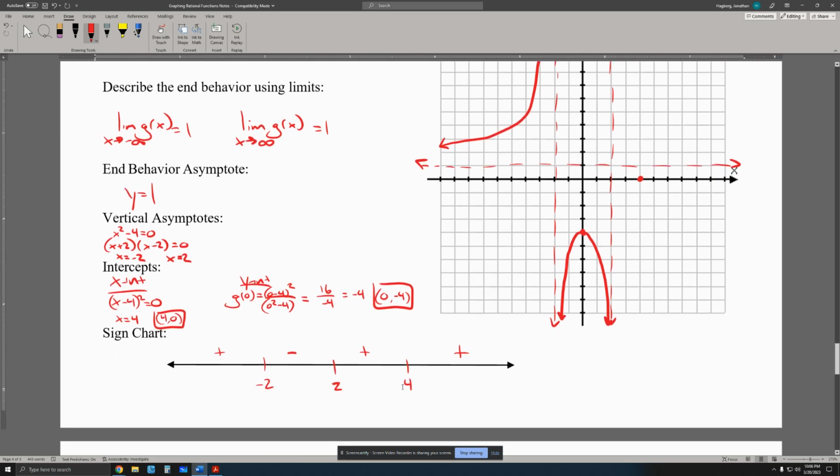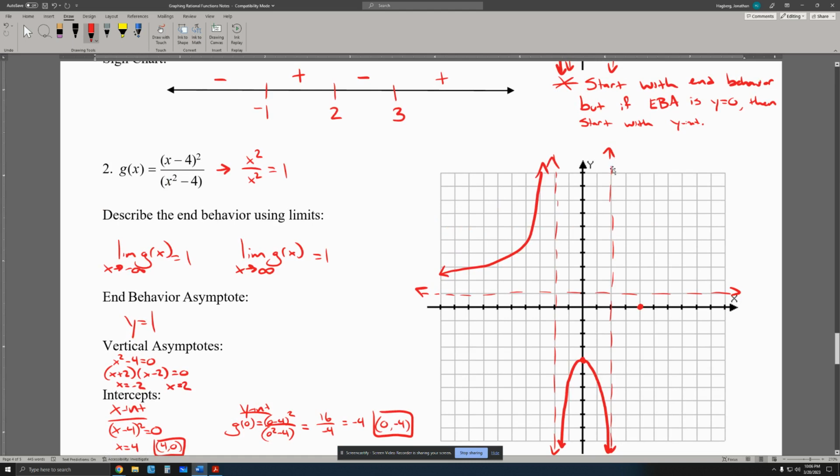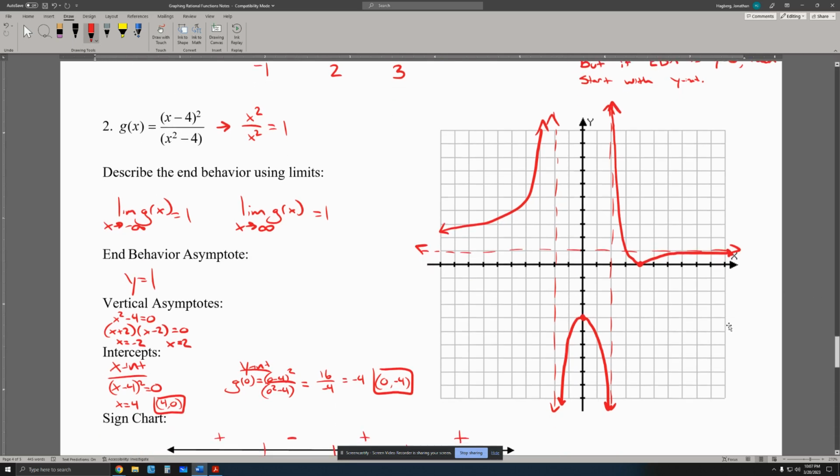Finally, between 2 and 4, we're coming down from positive infinity. Then we're going to come down and hit this x-intercept at x equals 4, and then bounce, and then approach that horizontal asymptote. We're going to hit that zero and bounce, and then level off and approach that horizontal asymptote. So this is a sketch of the rational function g of x.